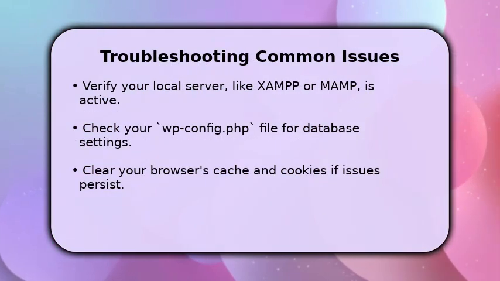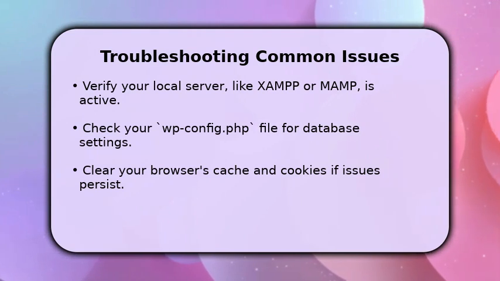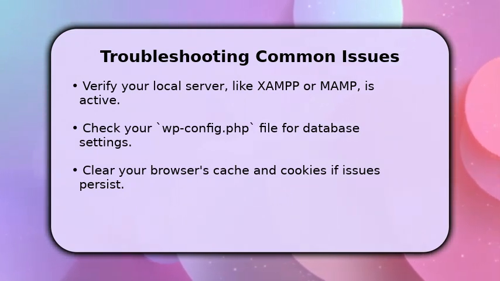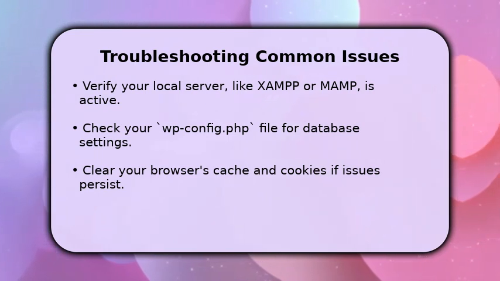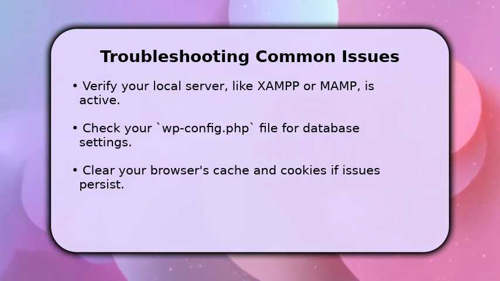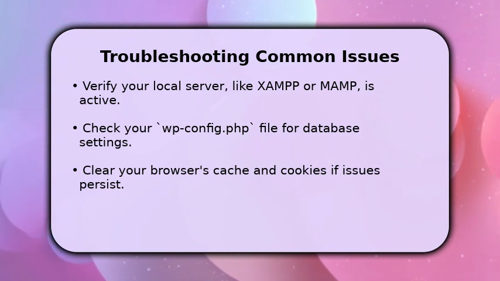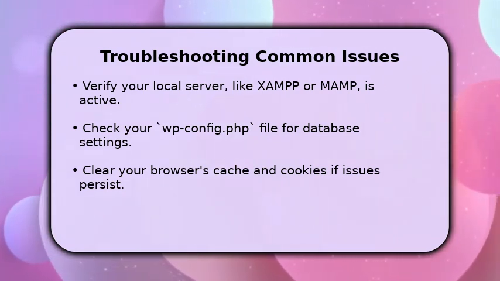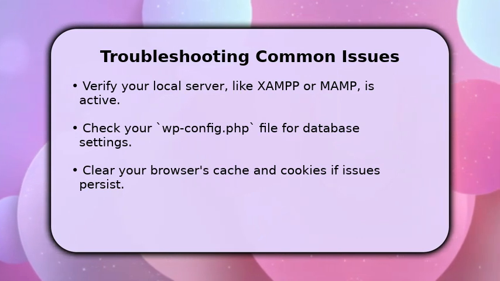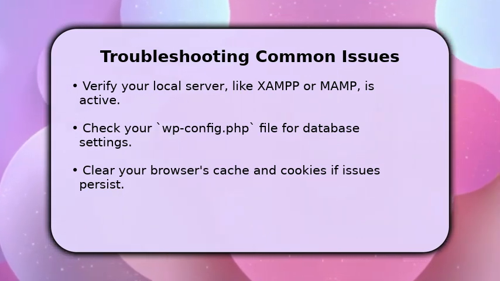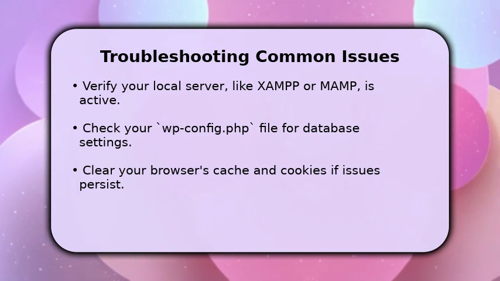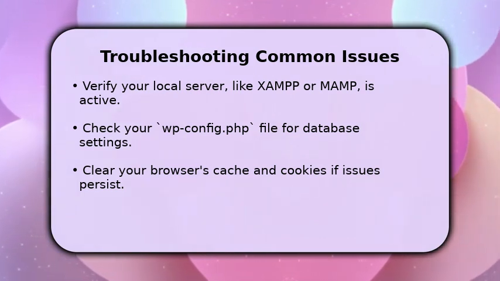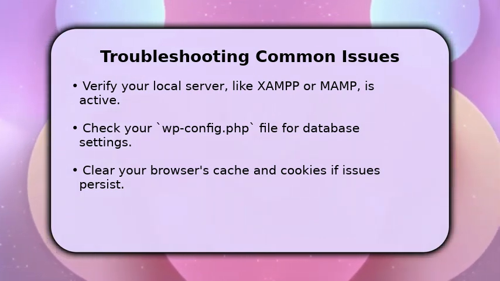If you encounter issues, start by verifying your local server software, such as XAMPP or MAMP, is running without errors. Next, inspect your wp-config.php file in your WordPress root directory to ensure the database connection settings are accurate. Sometimes, clearing your web browser's cache and cookies can resolve unexpected problems. These 3 steps address many common access difficulties, helping you get back to your dashboard quickly.